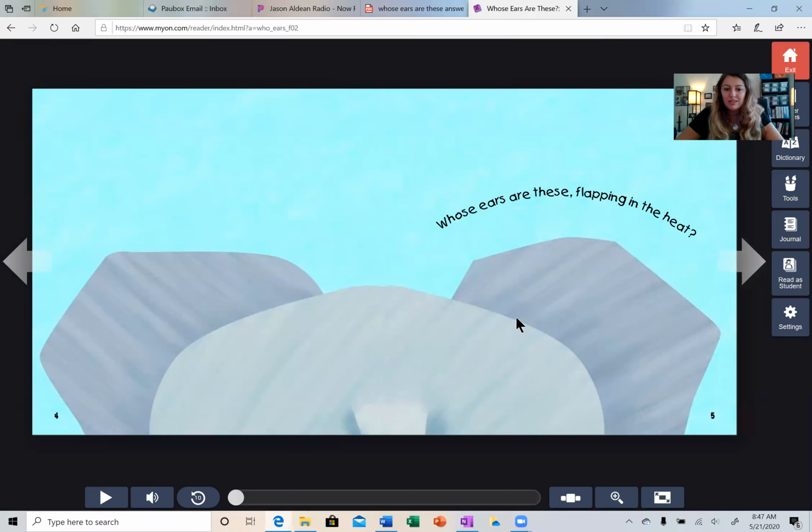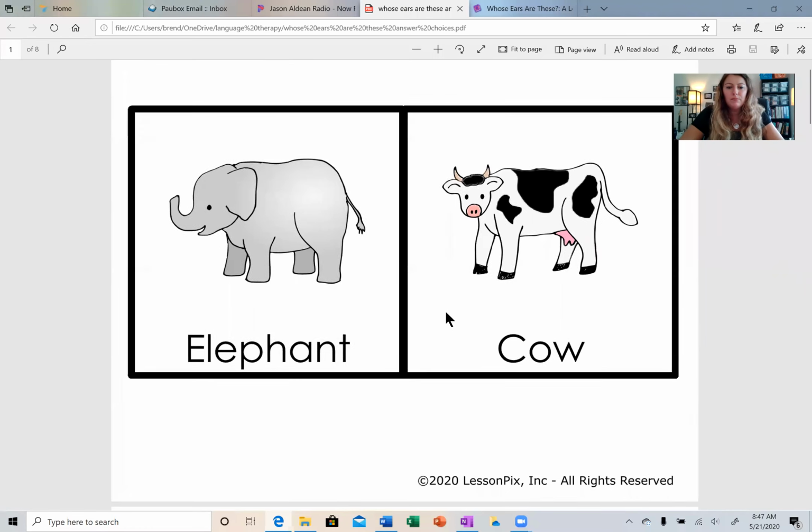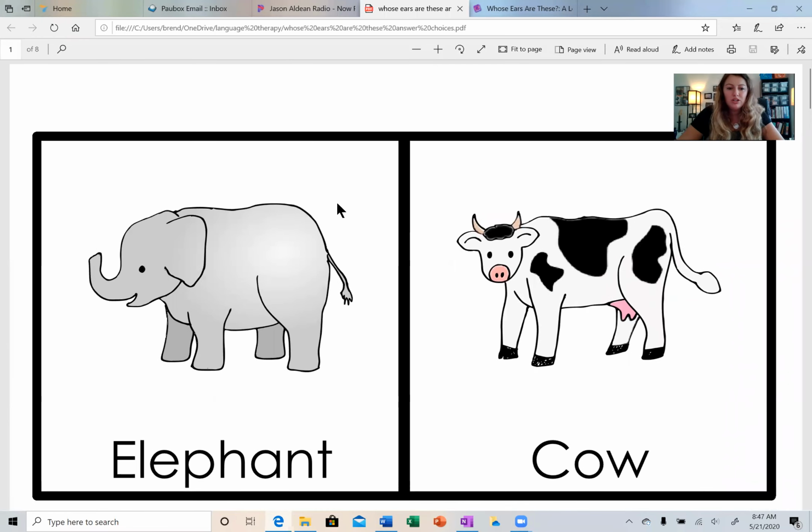Ooh, all right, friends, look at these ears. Whose ears are these flapping in the heat? Ooh, these ears look super big, right? Whose ears do you think these are? I'm gonna switch my screen over. Do you think these ears belong to an elephant? Or do you think these ears belong to a cow? What do you think? Make your guess.